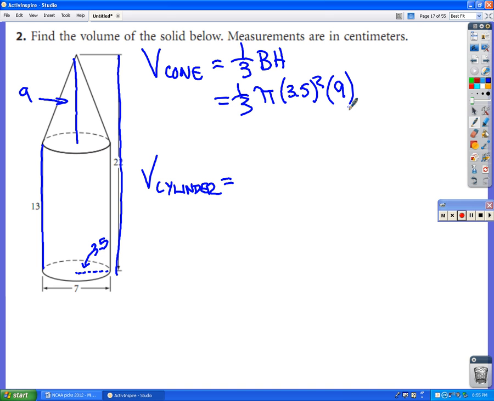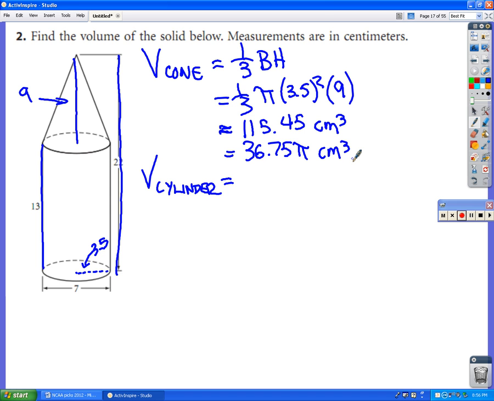So 22 minus 13 leaves me 9 for the height of the cone itself. So I'm plugging 9 into there. And I'm just going to go ahead and slam this out on a calculator. So I'm going to go pi times 3.5 squared times 9 divided by 3, which is around 115.45. We're doing volume there, so that's cubic centimeters. That's an approximate answer. If you wanted to do that in terms of pi, it would come out to be an exact answer of 36.75 pi cubic centimeters, but either one of those is fine.